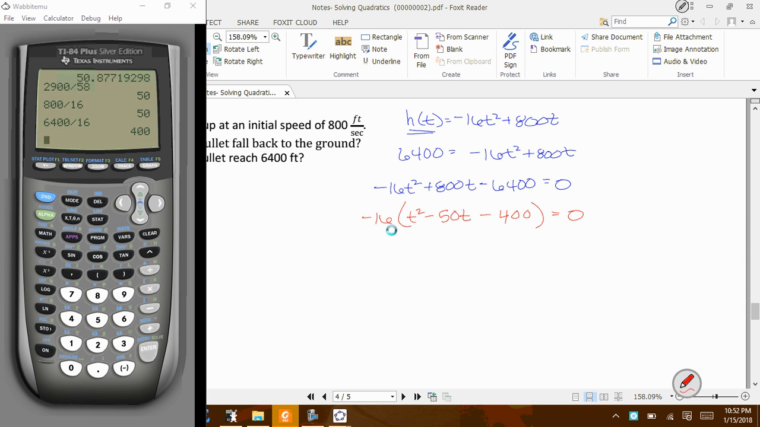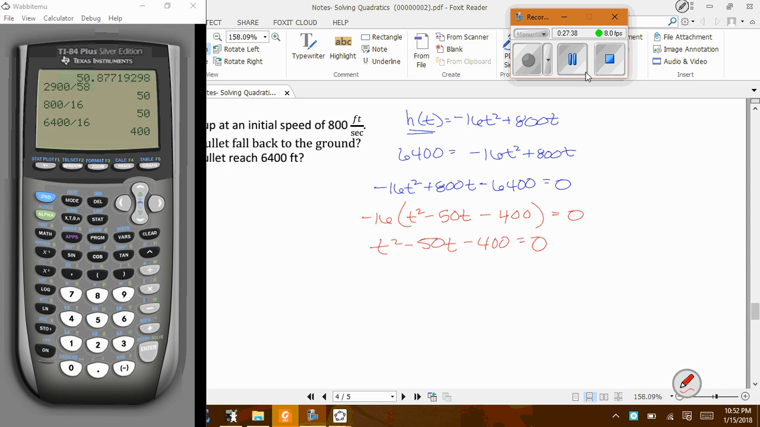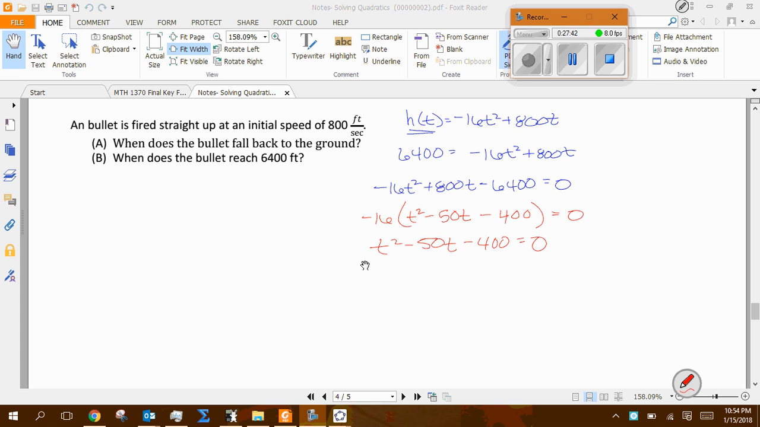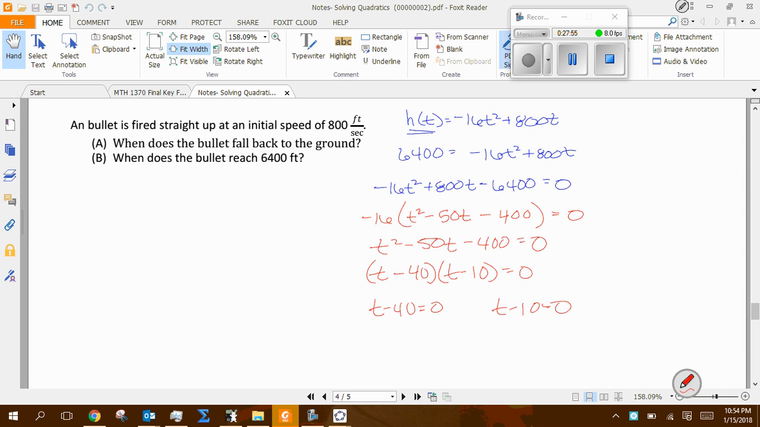Just going through our factoring rules, we can divide everything by negative 16, so we get t squared minus 50t minus 400 is equal to 0. So now I'm looking for two numbers that multiply together to give me negative 400 and add to give me negative 50. So that's going to give me t minus 40 and t minus 10 is equal to 0. Solve both those for 0. So we get t to be 40 and t to be 10. So those are the two times that I reach 6,400 feet.